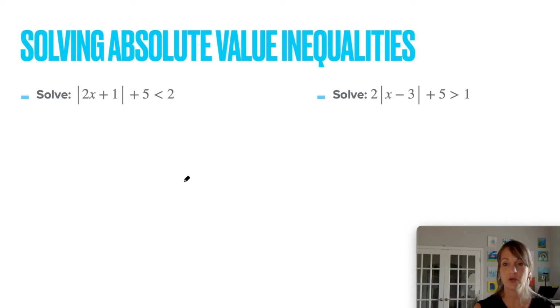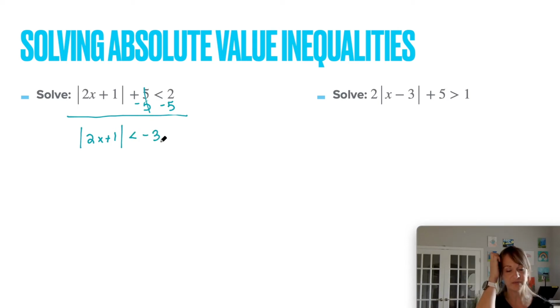Now, there's a couple of different things that could happen that are going to be a little bit different as an answer. If we were to take this absolute value inequality and solve it, we would first need to get rid of the 5 in order to get the absolute value by itself. Now, when I do this, I'm actually going to stop here because something happens. Think about this. The absolute value of any number is what? Positive.